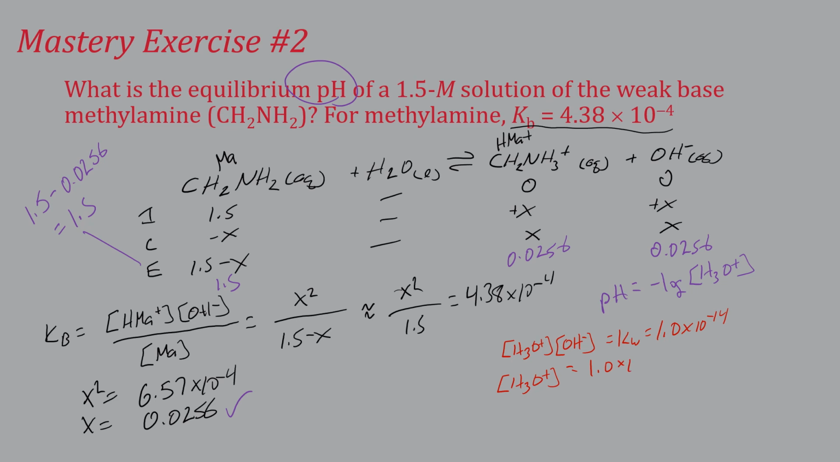1 times 10 to the negative 14th divided by the hydroxide concentration, which was 0.0256, and that ends up being, to 2 sig figs, 3.9 times 10 to the minus 13 molar, which returns a pH of about 12.41. So again, if you can follow along with this one, you should be able to handle anything I throw at you on the exam.